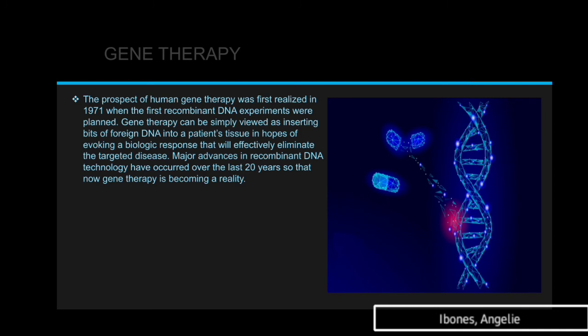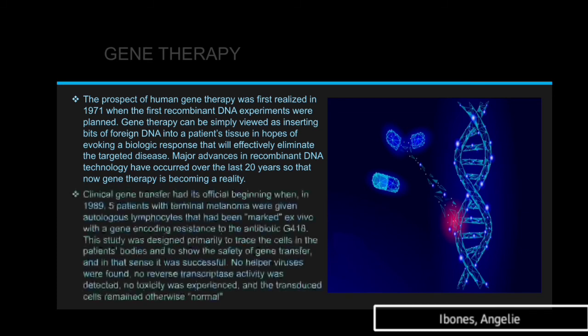So, the prospect of human gene therapy was first realized in 1971 when the first recombinant DNA experiments were planned. Gene therapy can be simply viewed as inserting bits of foreign DNA into a patient's tissues in hopes of evoking a biologic response that will effectively eliminate the targeted disease. Major advances in recombinant DNA technology have occurred over the last 20 years so that now gene therapy is becoming a reality.